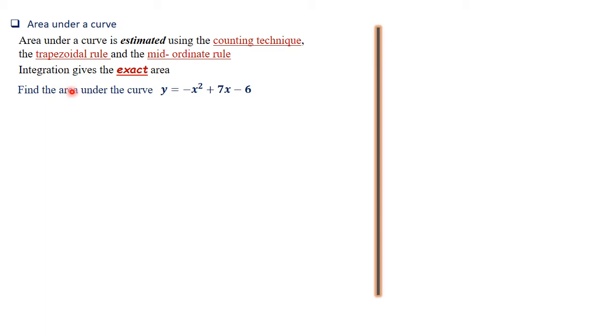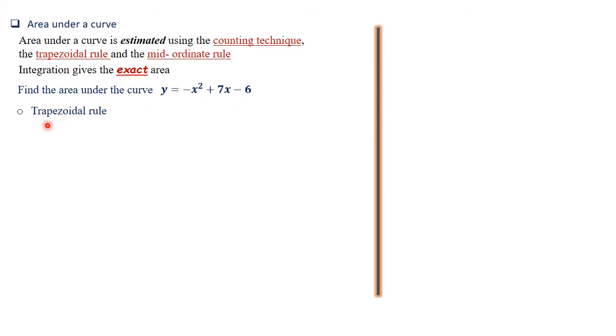So we are told: find the area under the curve y equals minus x squared plus 7x minus 6. I think it's a good idea that I do, first of all, an estimation using the trapezoidal and mid-ordinate rules, and then we can try out integration. For this particular question, I'm not going to use the counting technique. And therefore, let's begin with the trapezoidal rule.